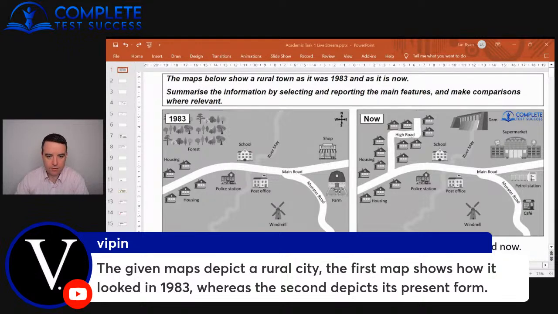The given maps depict a rural town. The first map shows how it looked in 1983, whereas the second depicts its present form. Good.